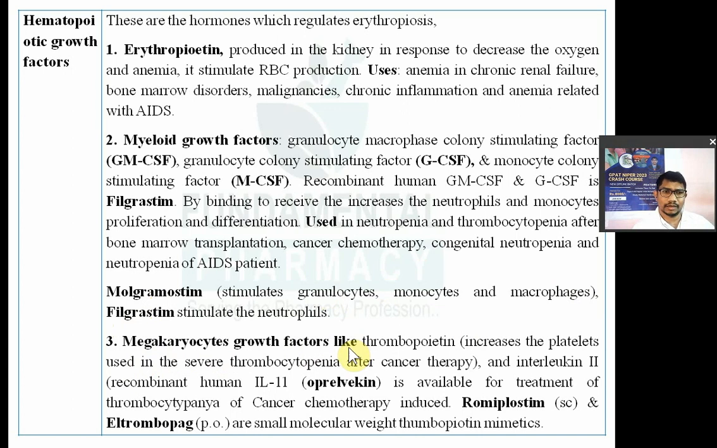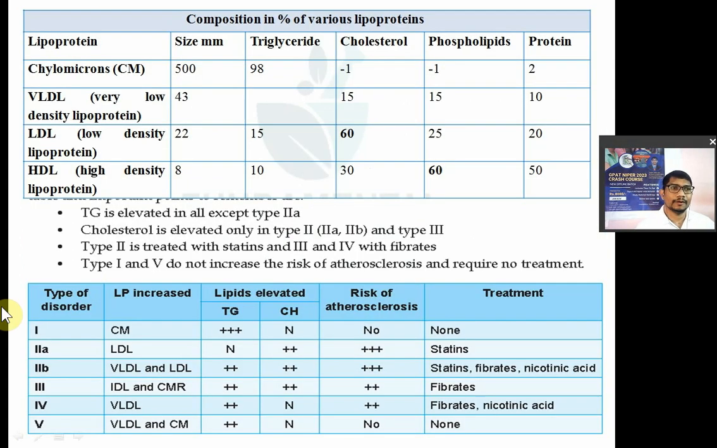They are nothing but thrombopoietin, which increases the thrombocytes or platelets. Interleukin 2 also increases platelets. They are used in thrombocytopenia, etc. after cancer treatment. Now what do you mean by hypolipidemic drugs?